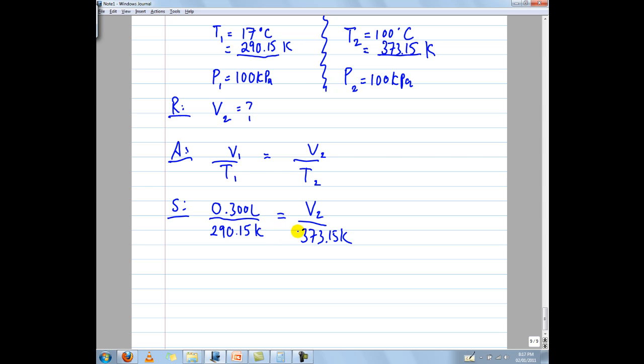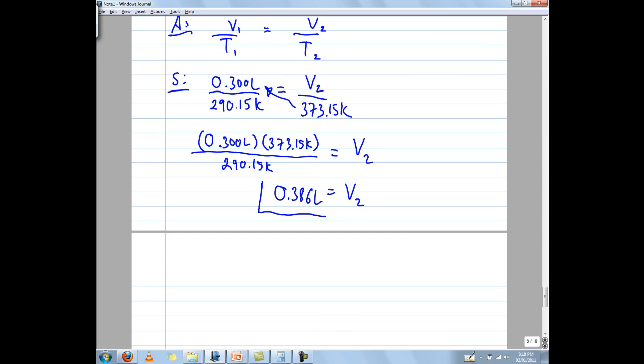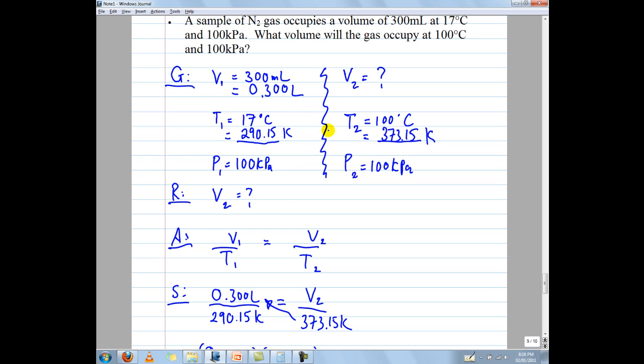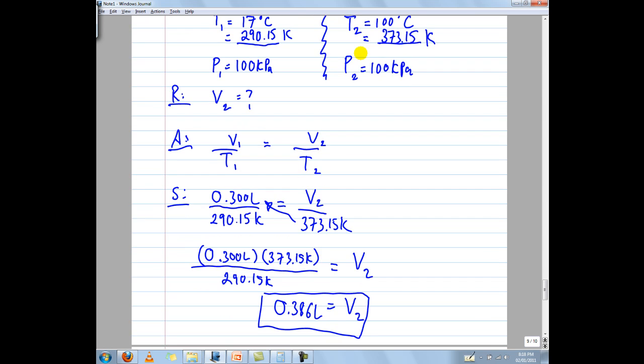And here we go. Just solve algebraically. And we get a final answer of 0.386 liters. And so that's my final answer. The volume that the gas will occupy at 100 degrees Celsius and 100 kilopascals is 0.386 liters.